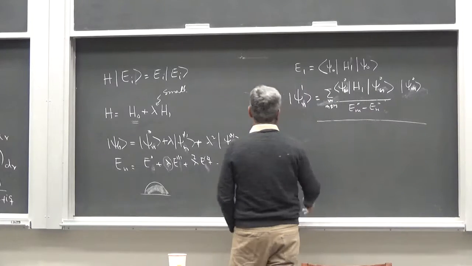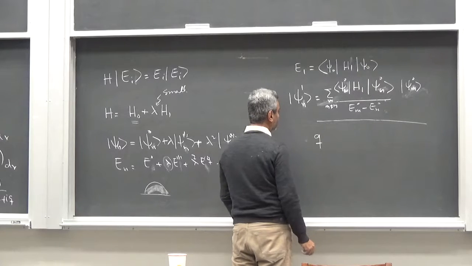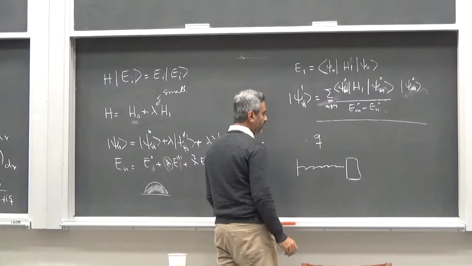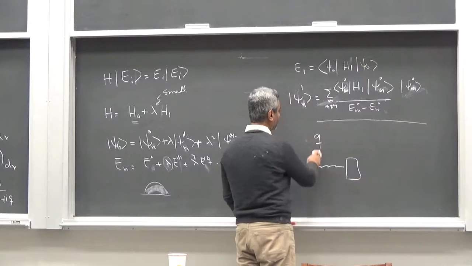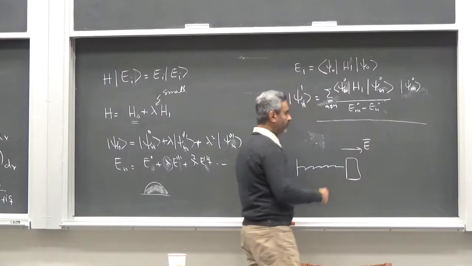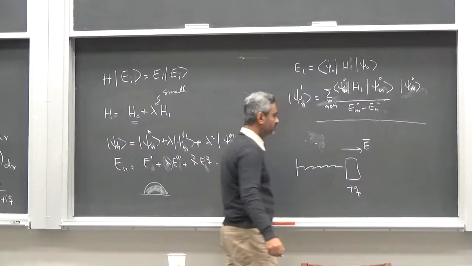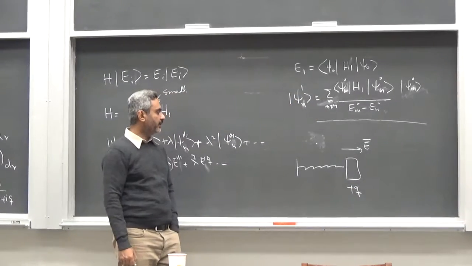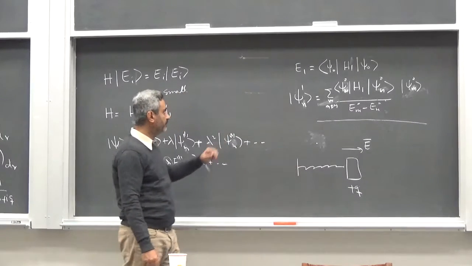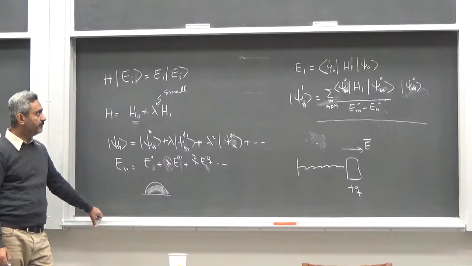If you want to see an example, the example could be if you put the oscillator in a constant field, right? So there's a uniform field E. This carries a charge plus Q, right? And you want to see if there are any changes to the energy and the state.